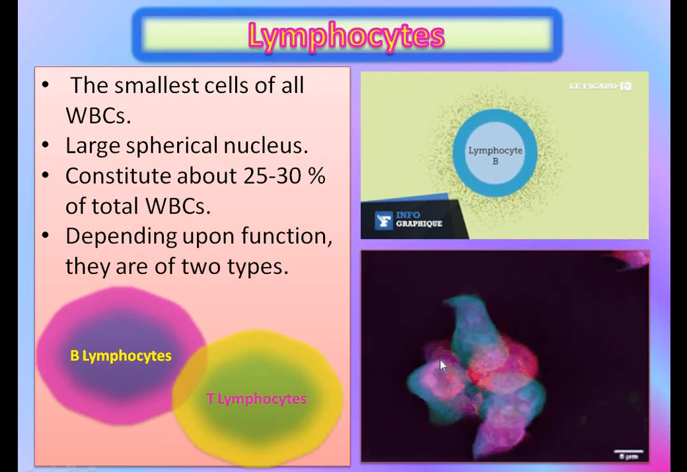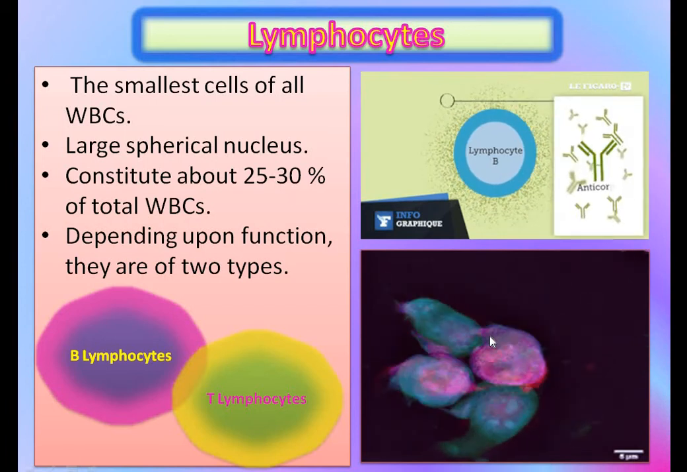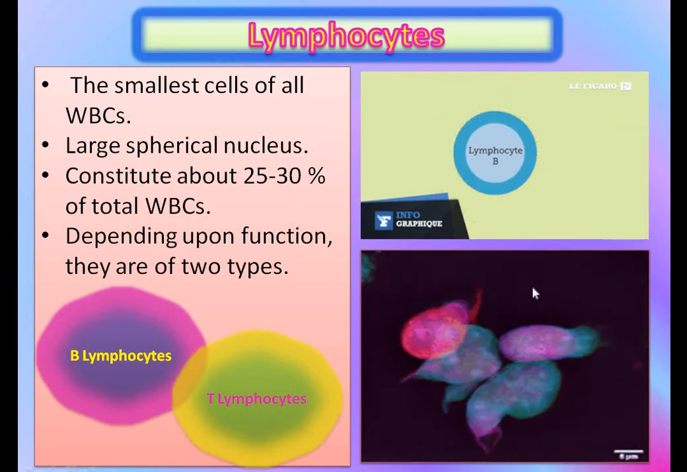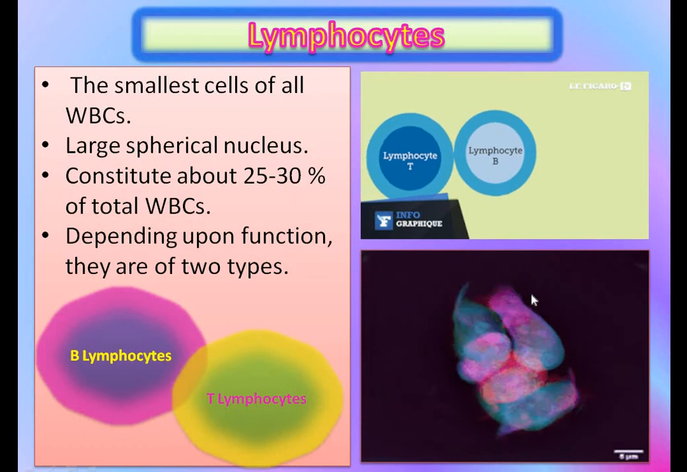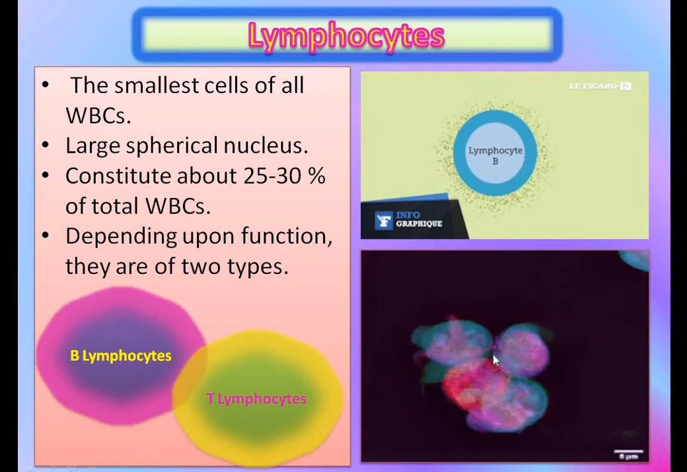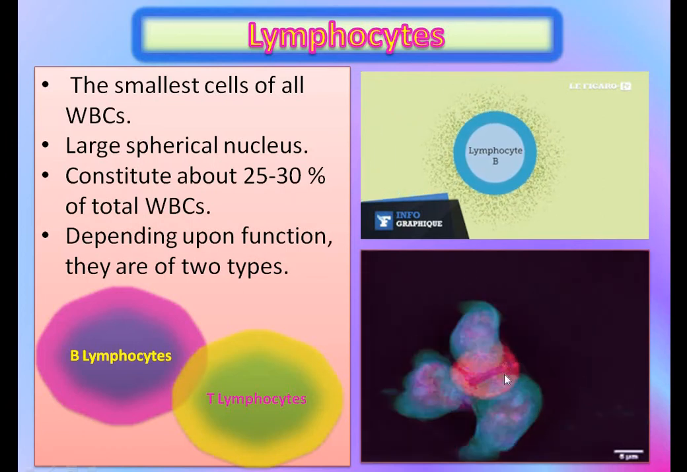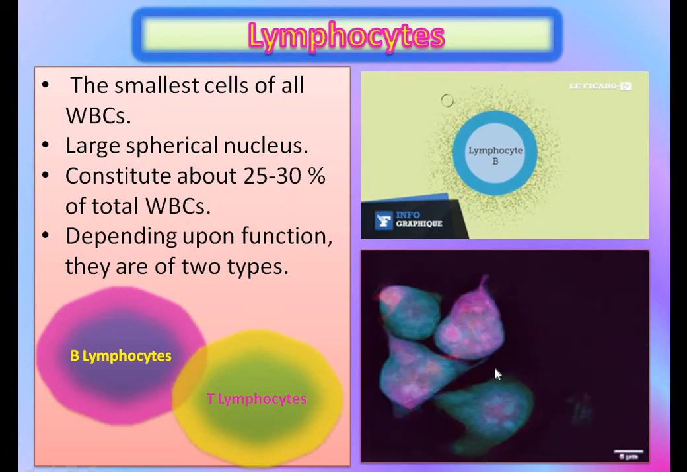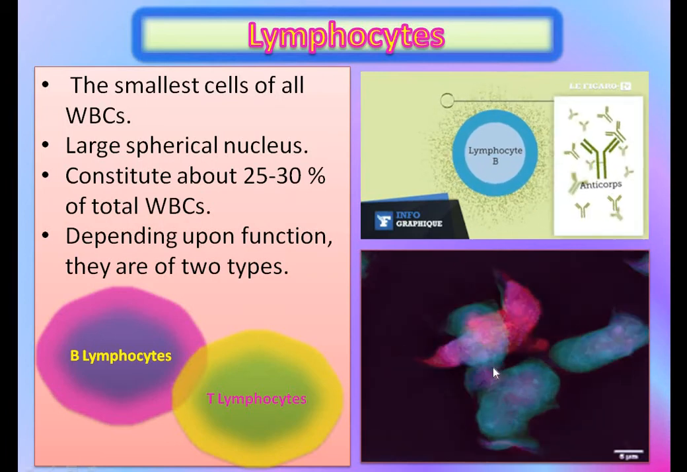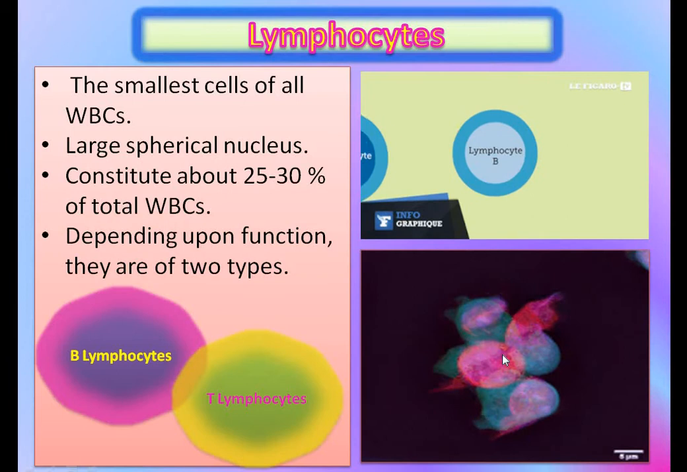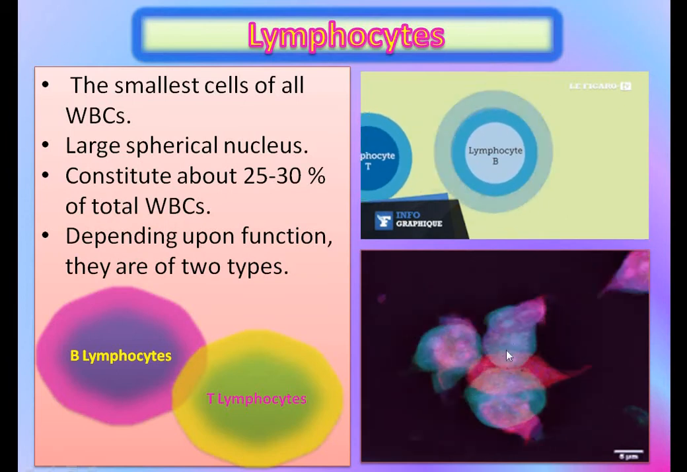The function of lymphocytes is what? B cells produce antibodies that are used to attack invading bacteria, viruses and toxins.